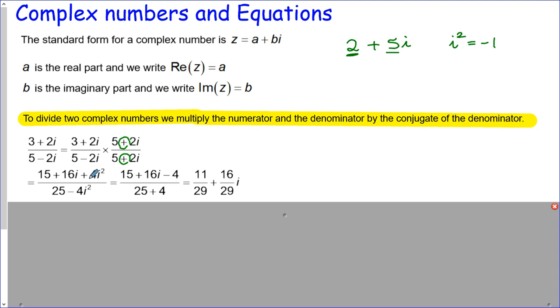Very important at the end, remember any i squareds are just -1. So this is actually 15 minus 4, which becomes 11. And then very important at the end that we do actually put it into an a plus bi form. So that's an important concept.